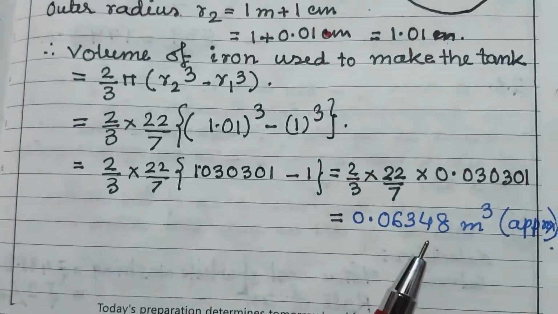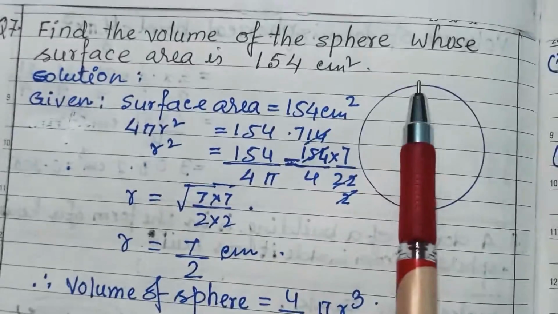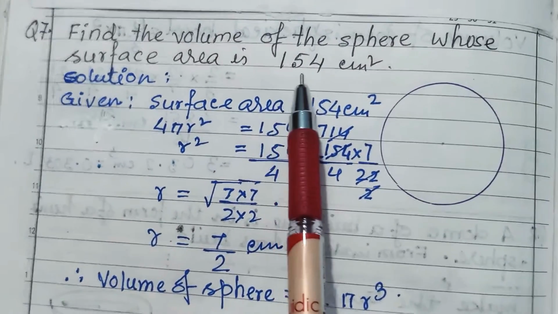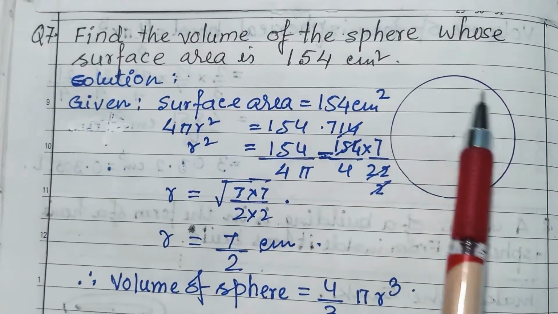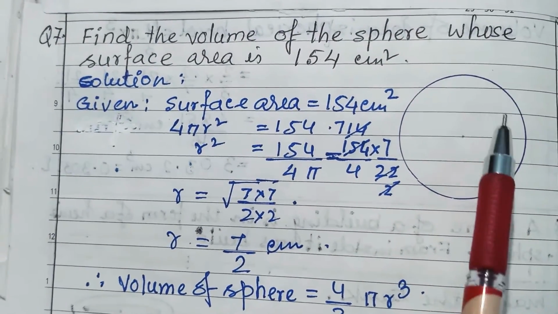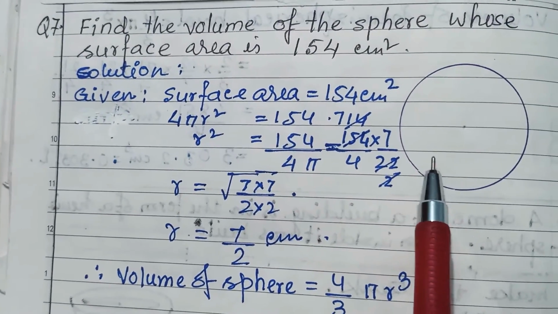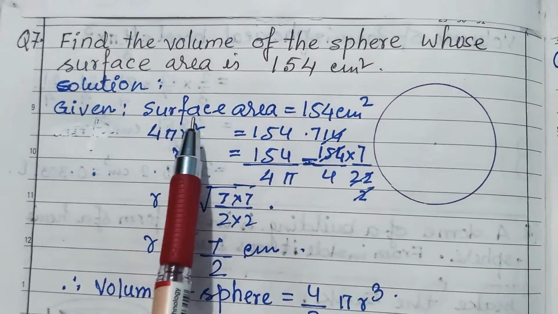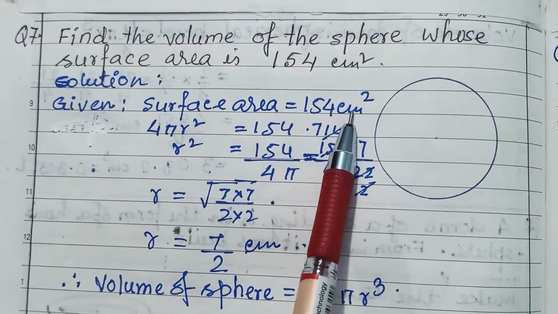Next is question number 7. Find the volume of the sphere whose surface area is 154 centimeter square. Surface area of the sphere is given, you have to find the volume inside. So surface area is 154 centimeter square.